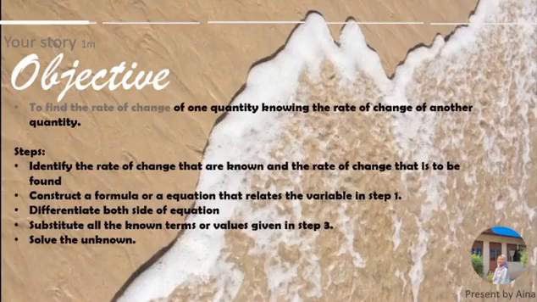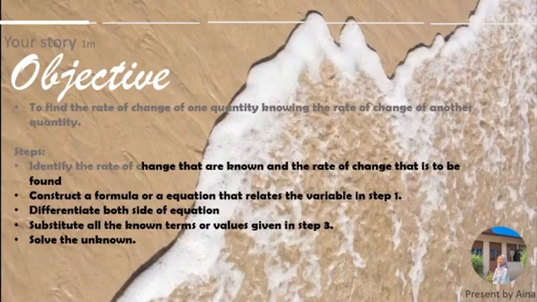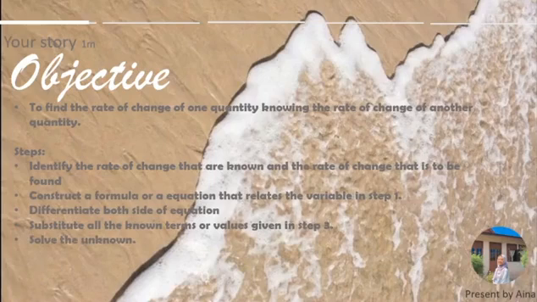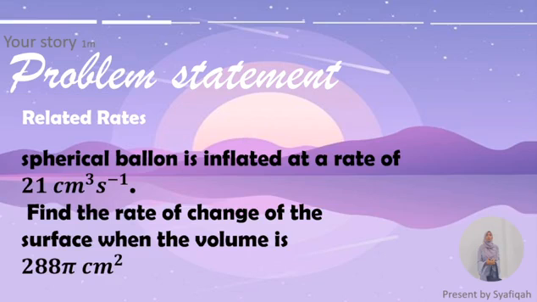The objective of related rates is to find the rate of change of one quantity knowing the rate of change of another quantity. To find related rates, first identify the rate of change that is known and the rate of change that is to be found. Second, construct a formula or equation that relates the variables in step 1. Differentiate both sides of the equation, then substitute all the known terms or values given, and lastly, solve the unknown. Okay, here is the problem statement for related rates.